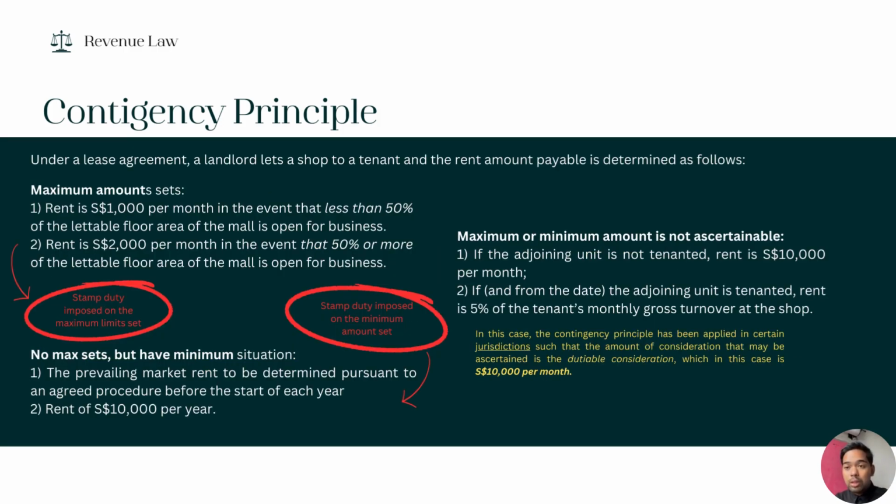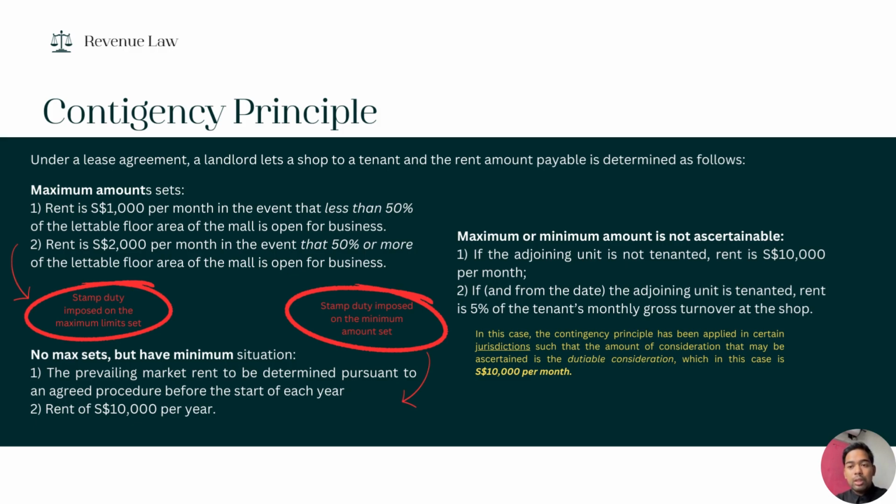So for more understanding, let's say we look into a lease agreement where a landlord lets a shop to a tenant and the rent amount payable is determined as follows. So the first situation is when the maximum amount is set. Option 1 is rent is RM 1,000 per month in the case of less than 50% of the lettable area being open. Option 2 is RM 2,000 per month in the event that 50% or more of the lettable floor area is open for business. So in this case, the stamp duty will be imposed on the maximum limit set.